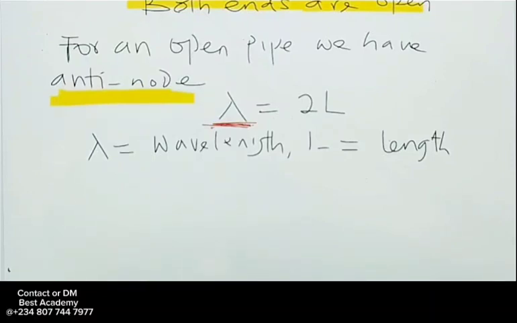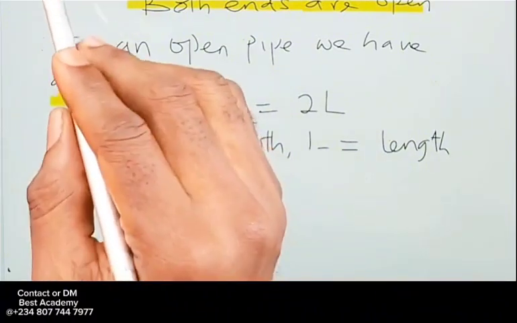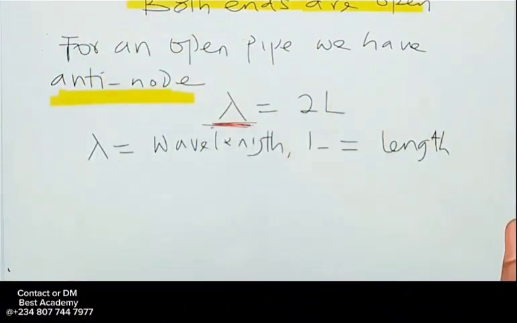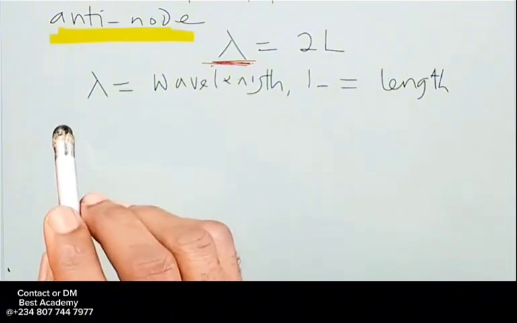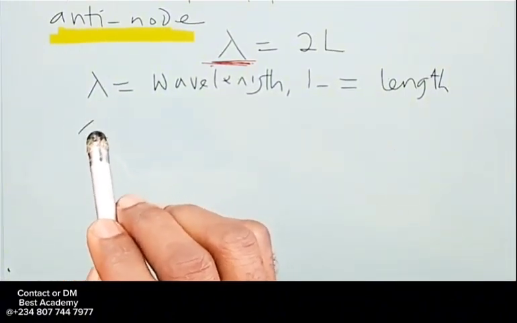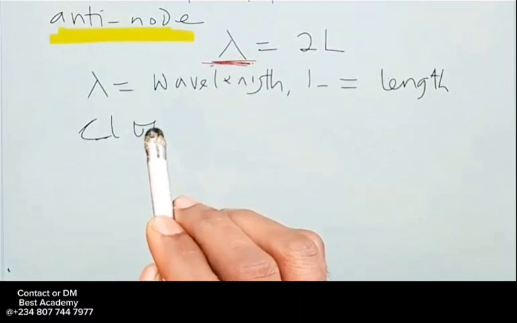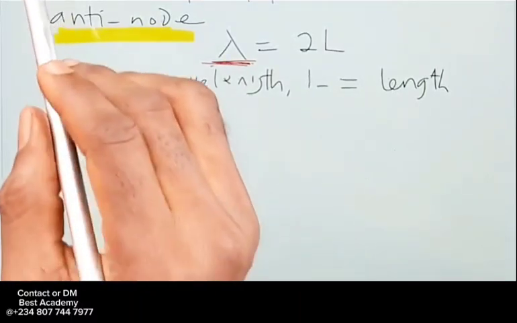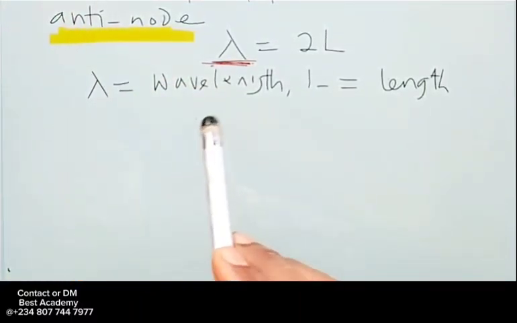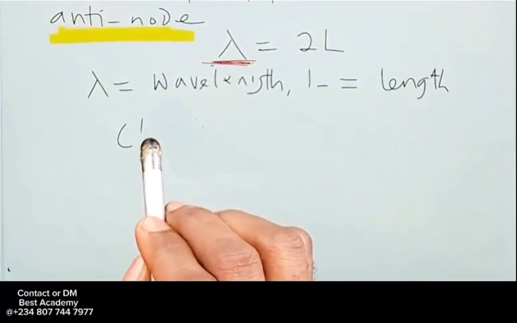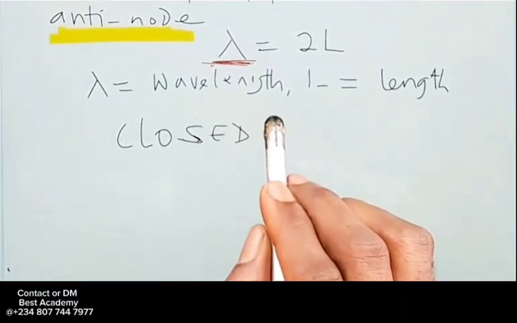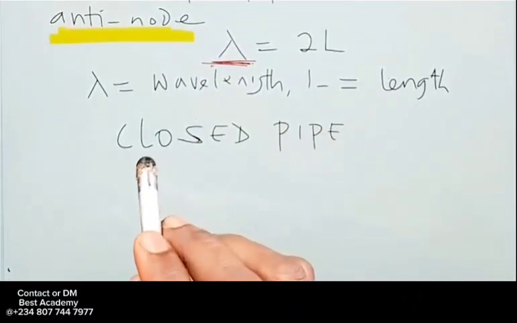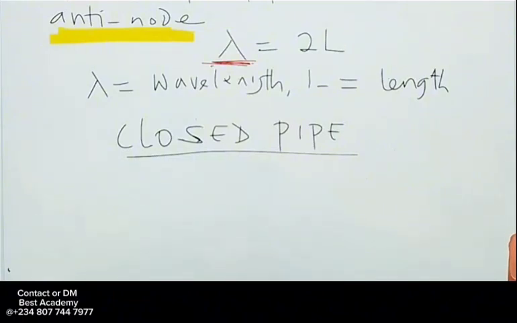The next pipe is the closed pipe. We will also know the formula relating to closed pipe, and also get the exam tips on closed pipe. So let's get the definition of a closed pipe.